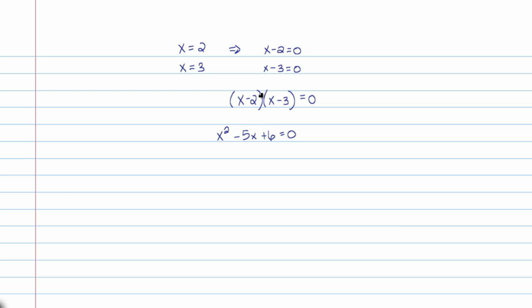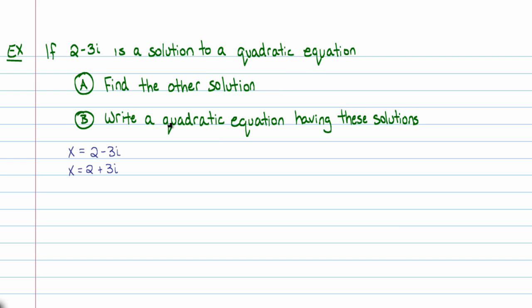Normally when we solve a quadratic, we try to factor it and then we solve those factors, right? So in the case that we're dealing with in this problem, we're going to do the same thing. x equals 2 minus 3i implies that x minus 2 plus 3i is equal to 0, and x minus 2 minus 3i is equal to 0. So if both of these statements are equal to 0, then their product must be equal to 0.